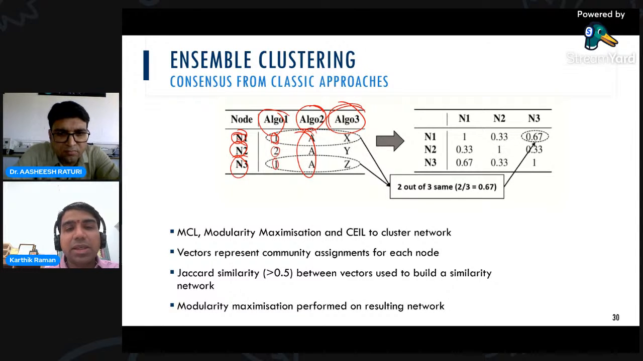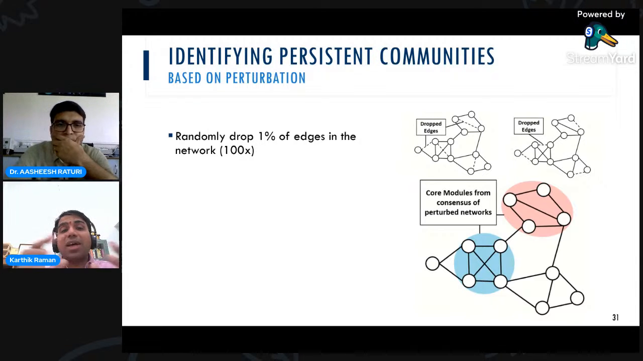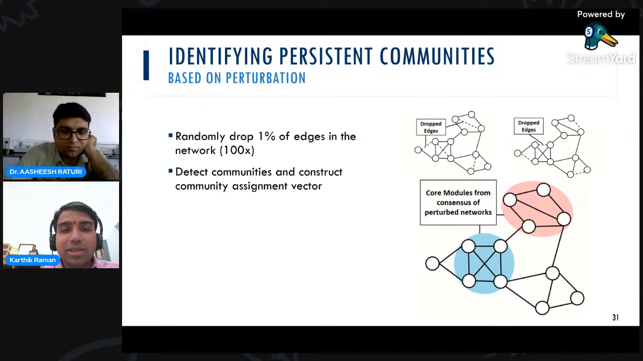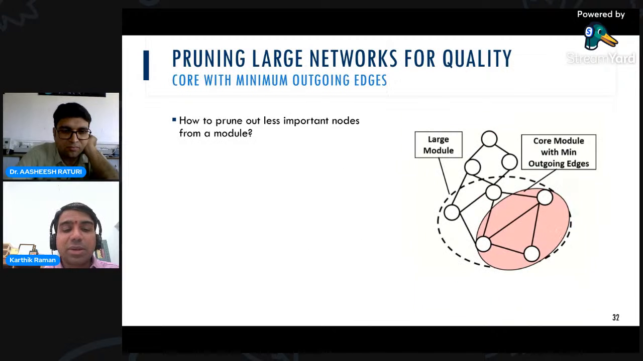I'll not go into further details. We use an approach called modularity maximization that tries to find tightly knit communities. Okay. This is the approach I was talking about, a very interesting approach. We said you take the original network and randomly drop a few edges, like 1% of the edges, and do it 100 times. This will generate a large number of different networks, and each of them will have their own community structure. And now you use that community structure as an ensemble and again proceed in the same way as we did in the previous slide. And this gave us very interesting communities.